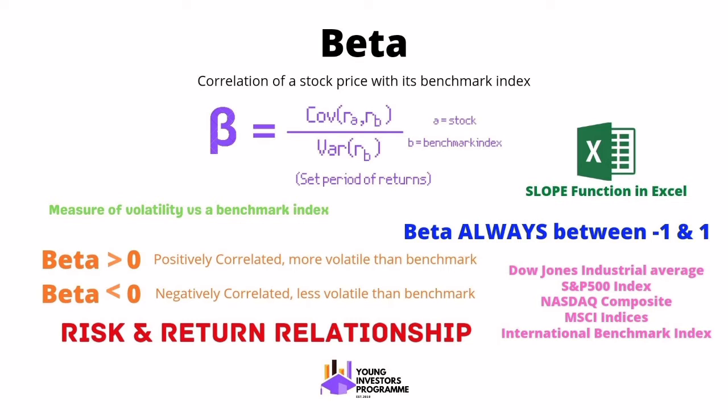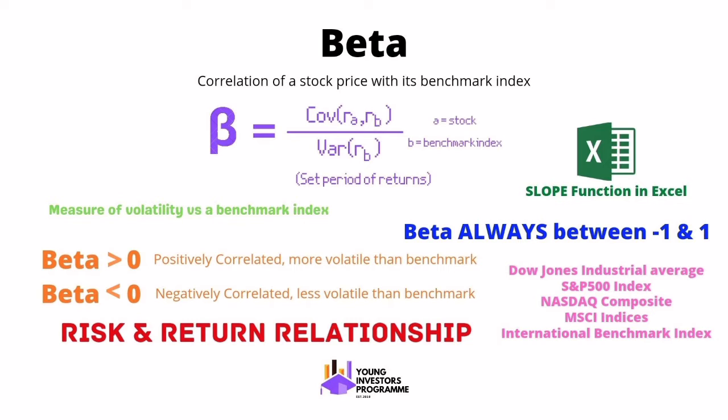When beta is, well, first of all, beta is always between -1 and 1, as we should all know. When beta is more than 0, it's positively correlated, and that would mean that it is more volatile than the benchmark index, or the security is more volatile. When it's less than 0, then it's negatively correlated, and it's less volatile than the benchmark index. The stock price is less volatile.